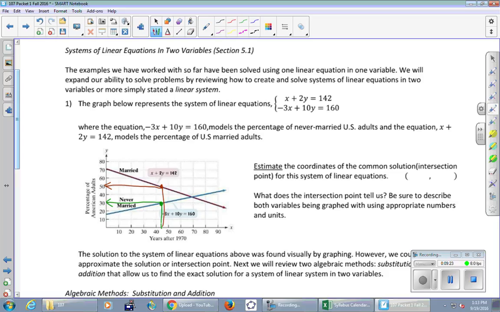All right. Okay, so then it says estimate the coordinates of the common solution, which is also called the intersection point, for this system of linear equations. So go ahead and put a dot right there at the intersection point and fill in the blanks here with the coordinates. Okay, somebody, what do you have? 69 and 38. Did everybody get exactly those two numbers? 69, 37. Anybody say 70? It's close to 70. It's probably a little less than 70.